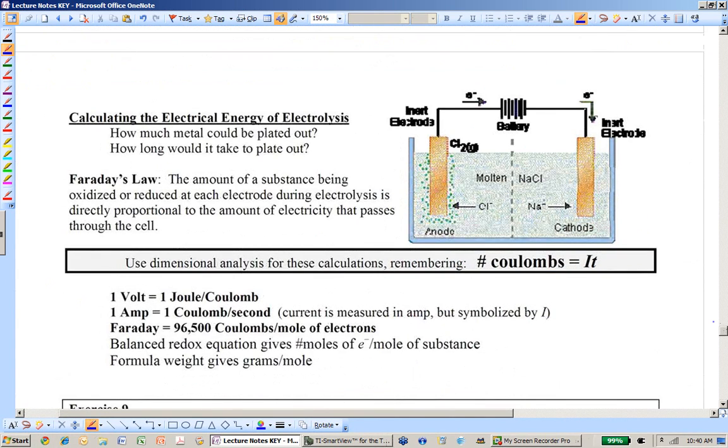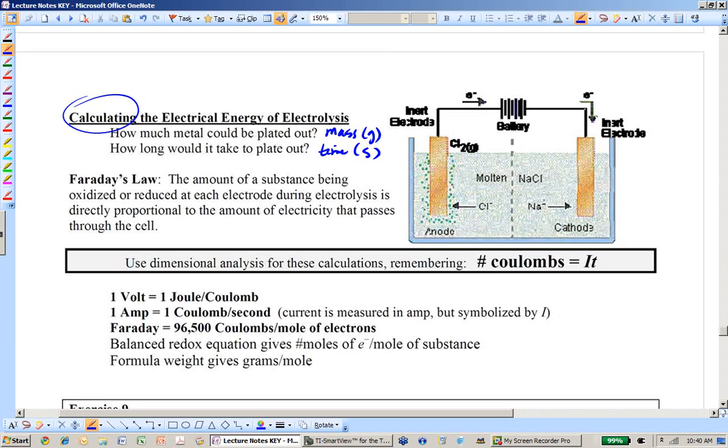Your big task is going to be to calculate, because you know it's the AP exam. Calculating is important. Calculate the electrical energy of electrolysis, and they come at you in 2 basic questions, and only 2, which is kind of nice. How much metal can you plate out? Which means I'm answering for a mass. I'm looking for a mass measured in grams. And how long would it take to plate out? Which means I'm looking for time, which is going to be measured in seconds, as will soon become apparent.